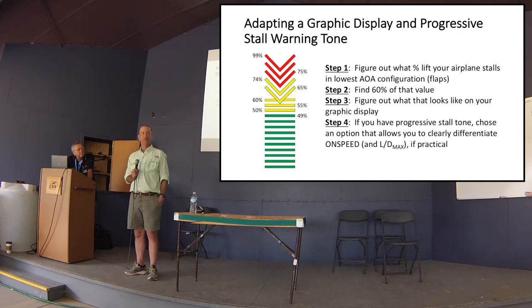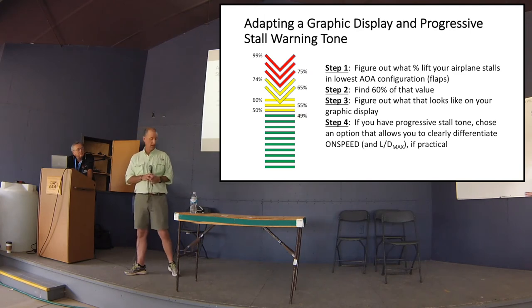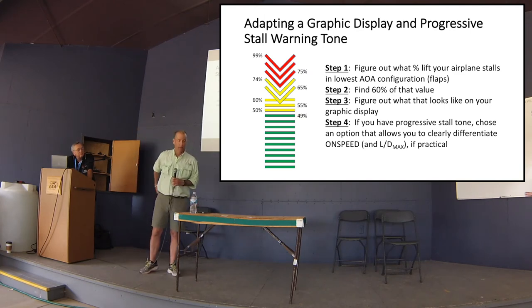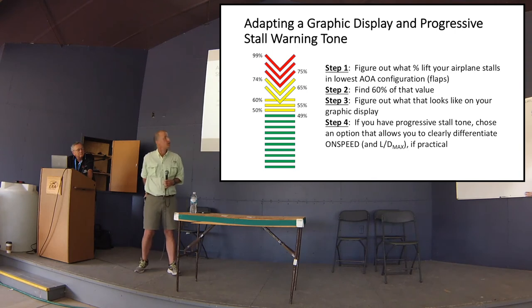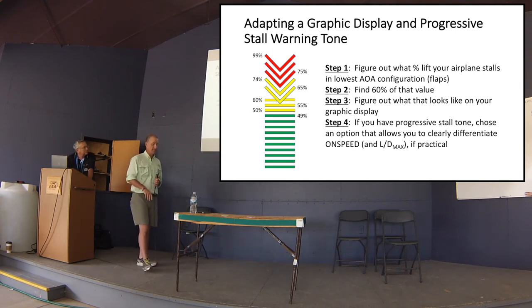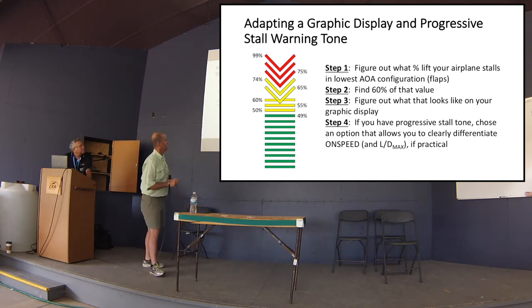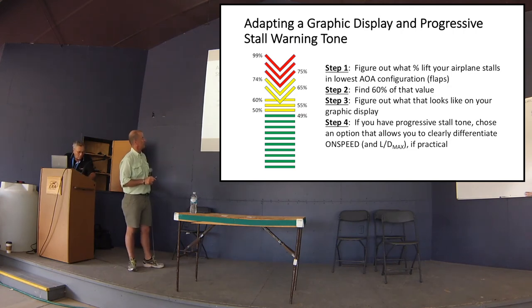So if you don't have another way to download it from your EFIS, a tool like this might be very valuable to you. So anyway, I'll leave that out. I should have put that up on the board. I apologize for that. So the first step is to figure out what percent, get that 60% number, okay?